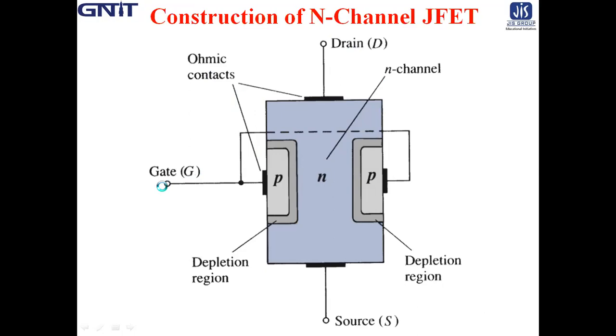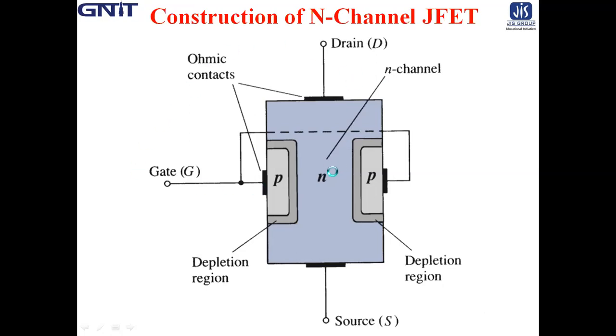Next is the gate. The heavily doped P plus regions on the two sides of the N-type silicon bar, forming PN junctions which are joined together, are called the gate. A voltage VGS is applied between the gate and source to reverse bias the PN junction.